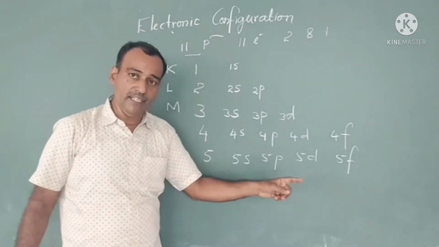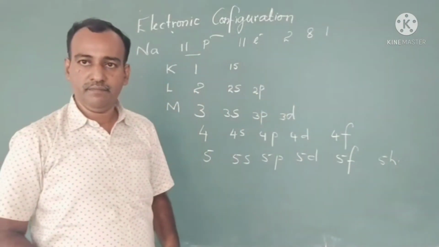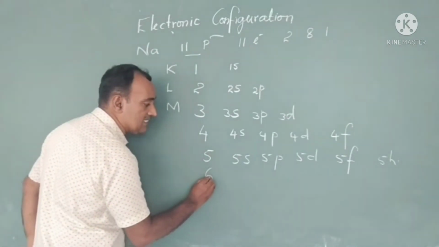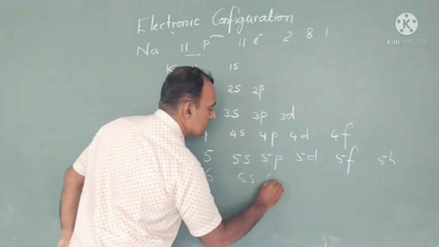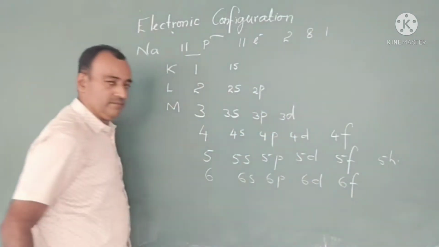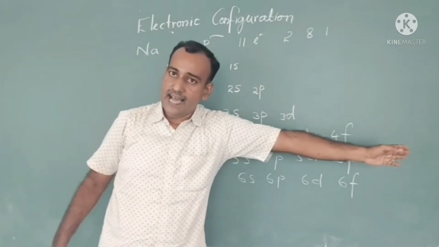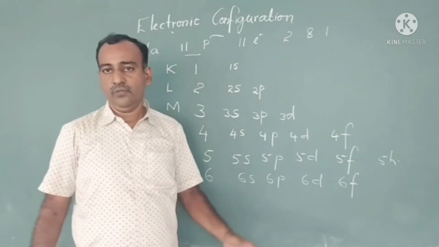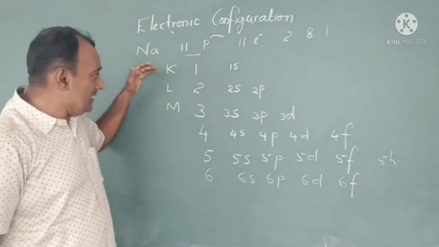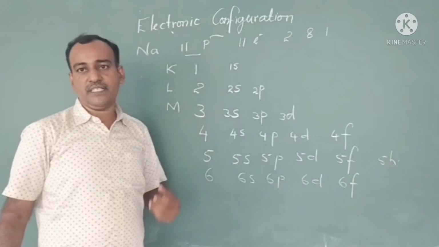Other than 5f, 5h is also there, but we don't need that. What about the sixth energy level? Sixth energy level: 6s, 6p, 6d, 6f. Other than this, 6h and 6i are coming. Like that, each energy level or each shell has different subshells.